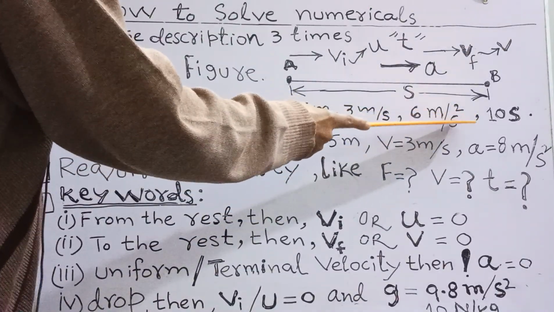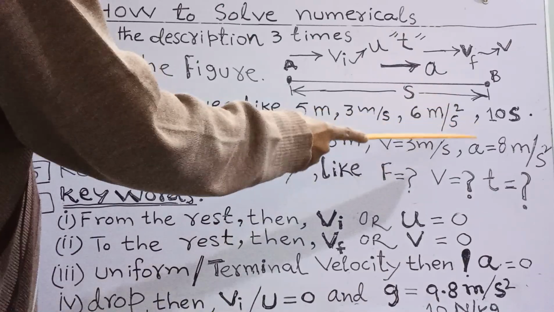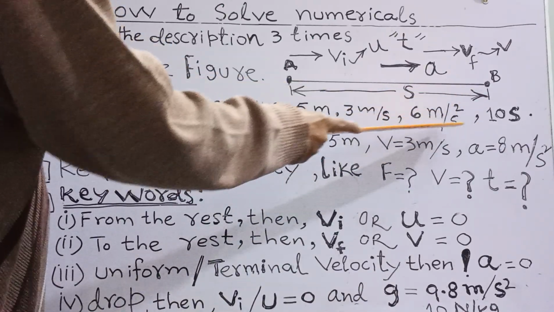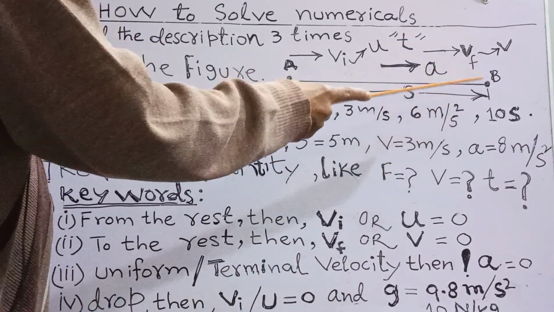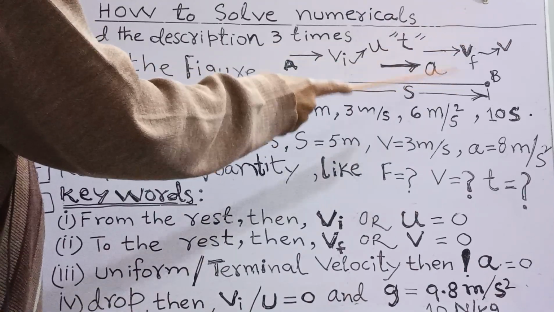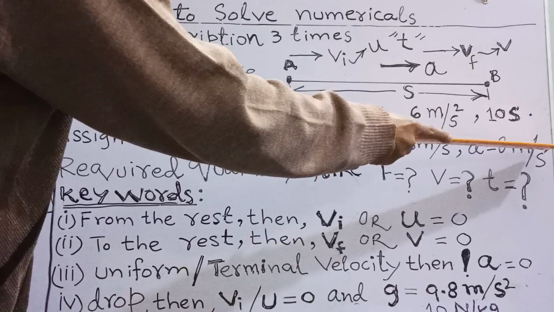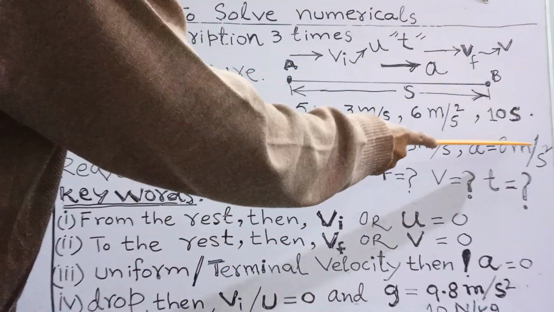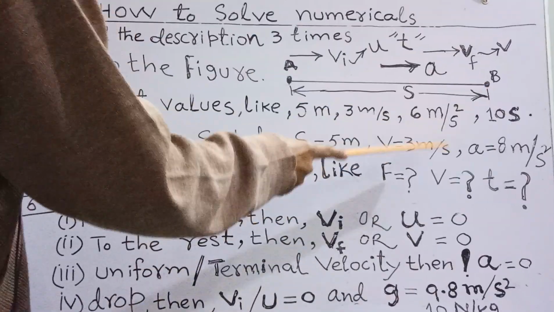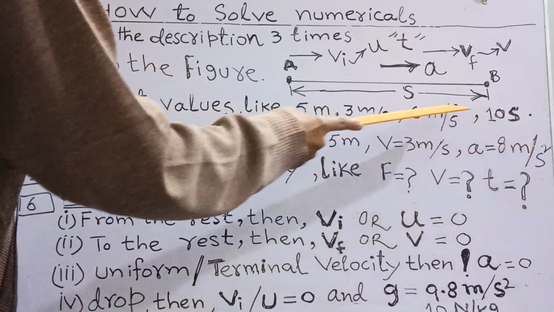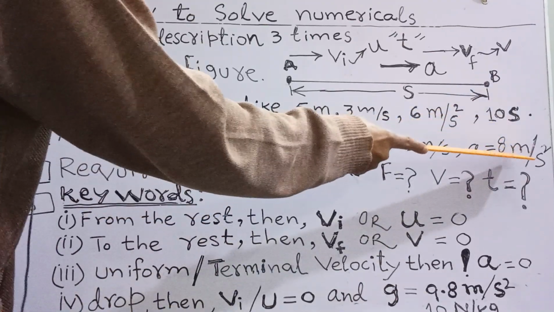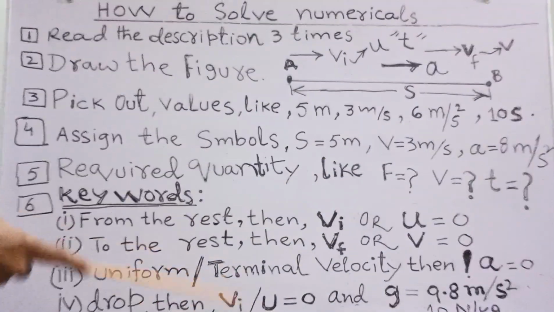Similarly, meter per second square reminds you that this quantity is acceleration, and so we will assign the symbol of acceleration to 6 meter per second square. 6 meter or 8 meter, whatsoever. If it is 6 meter, then 6 meter; if it is 8 meter over here, then 8 meter over here. These are random.